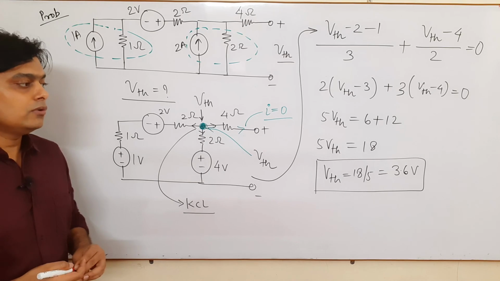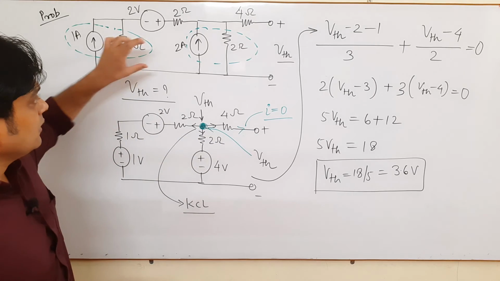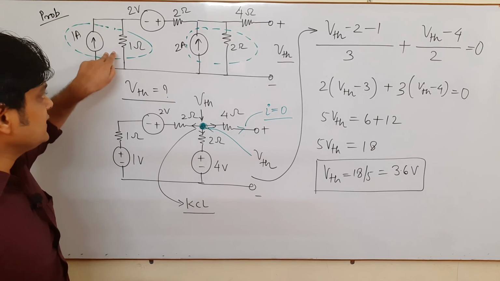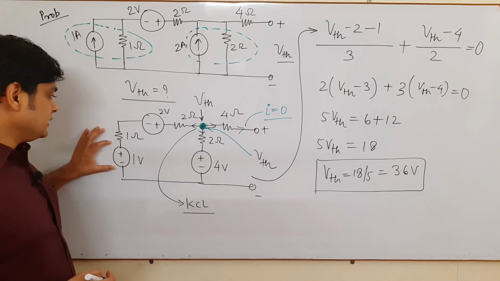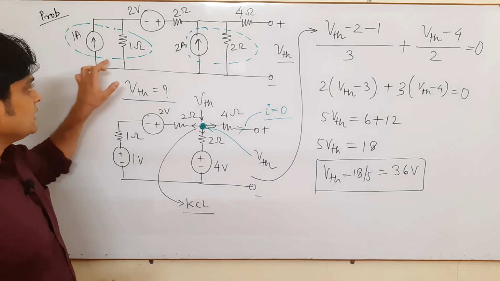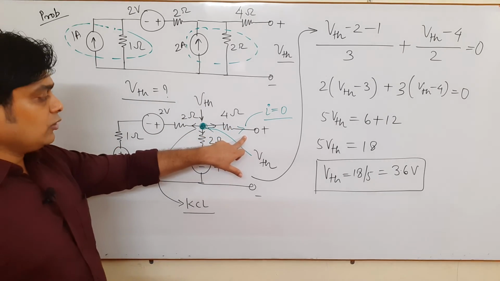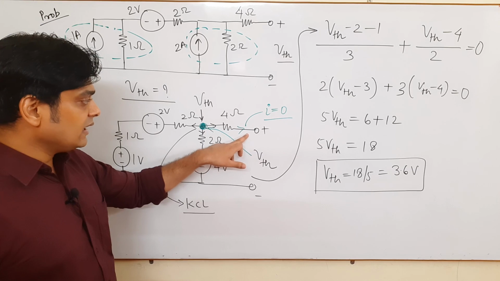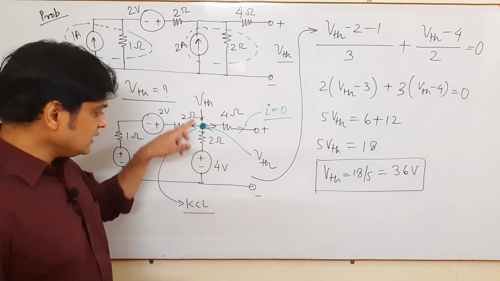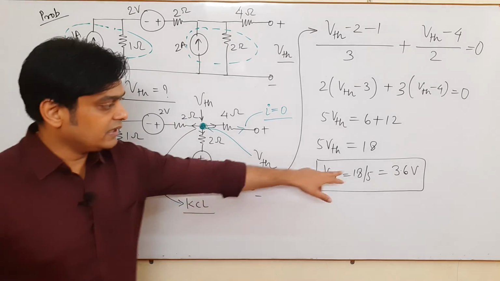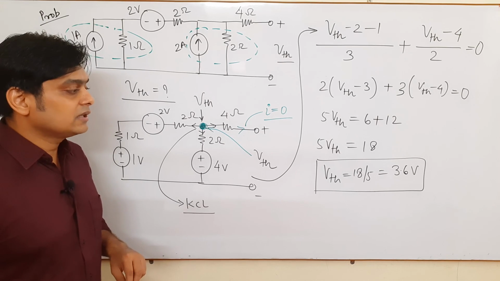This is the value of VTH. First, we have converted these parallel current sources with resistance into a voltage source in series with the resistance. These two transformations are very simple. And then, considering the concept of KCL, since it is an open circuit terminal, no current will enter here. One can easily apply the law of KCL and in one or two steps you can find the value of VTH. So this is your final answer.